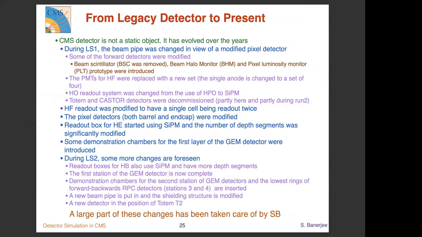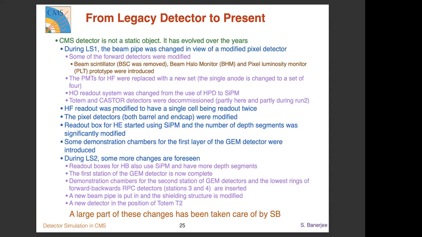Now, any detector which is static is dead. So the CMS detector is not a static object. It has evolved over the years. So during LS1, the beam pipe was changed in view of the modified pixel detector. Of course, the modified pixel detector did not come immediately afterwards. It came in one of the year-ending technical stops. But the beam pipe was modified in the time of LS1.